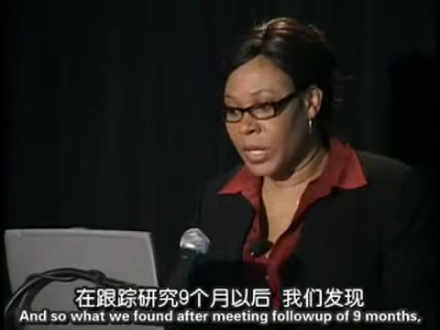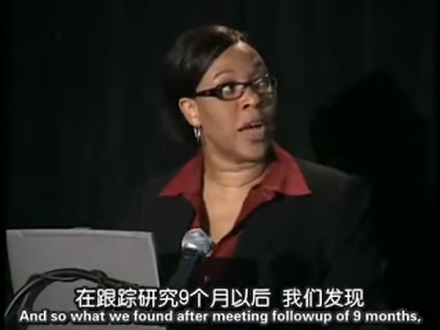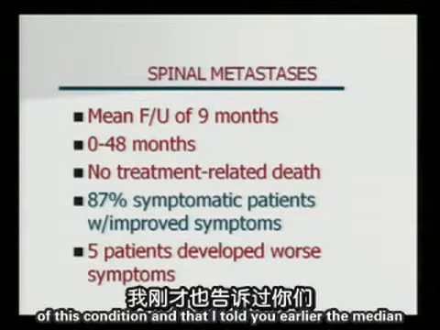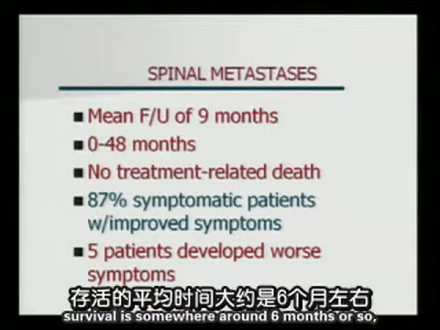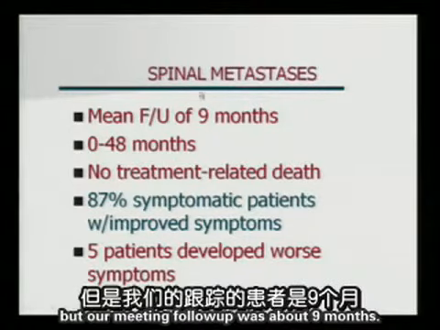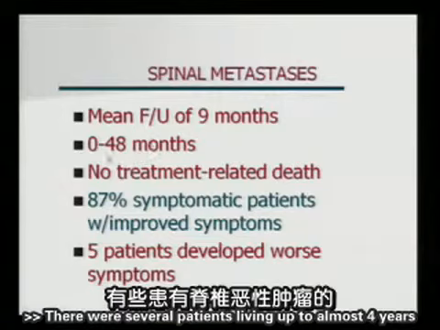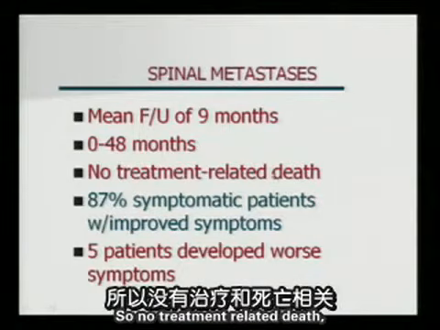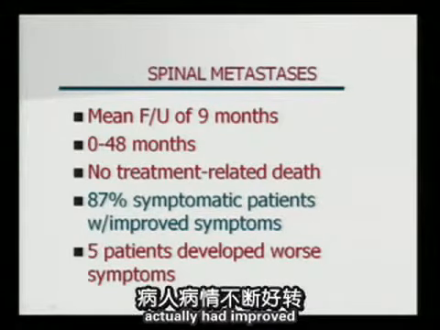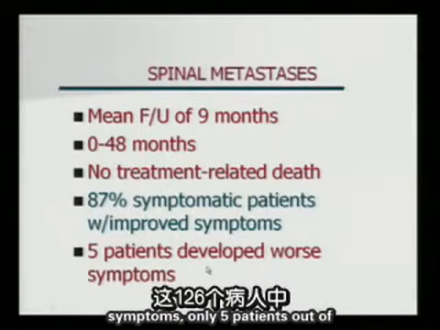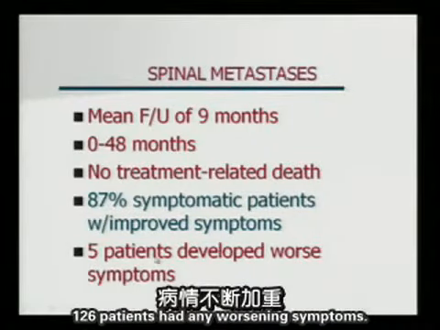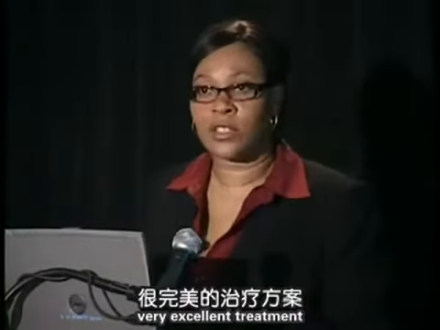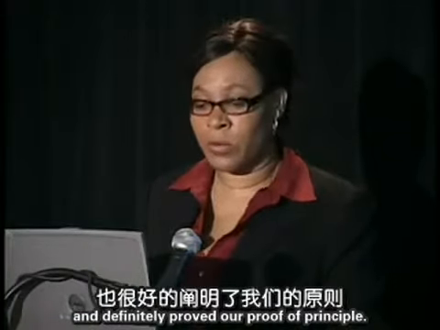And so what we found after a mean follow-up of 9 months, and again, that's just an indication of the severity of this condition, in that I told you earlier the median survival is somewhere around 6 months or so, but our median follow-up was about 9 months. There were several patients living out to almost 4 years with metastatic disease in the spine. There was no treatment-related death. 87% of these symptomatic patients had improved symptoms. Only 5 patients out of these 126 patients had any worsening symptoms. So we felt that this was a very excellent treatment, and it definitely proved our proof of principle.